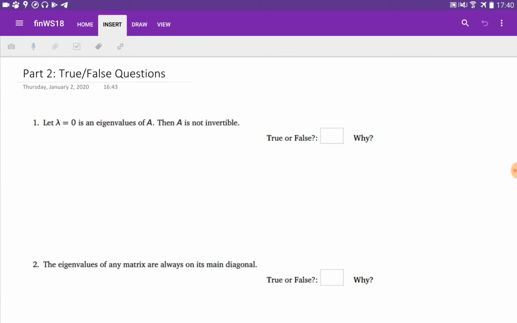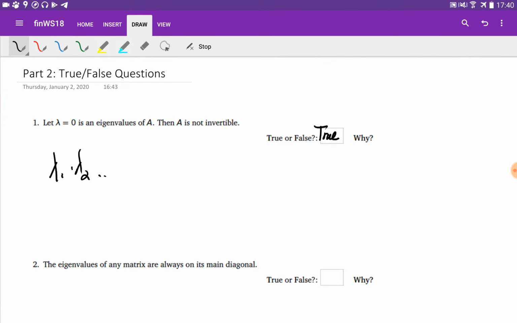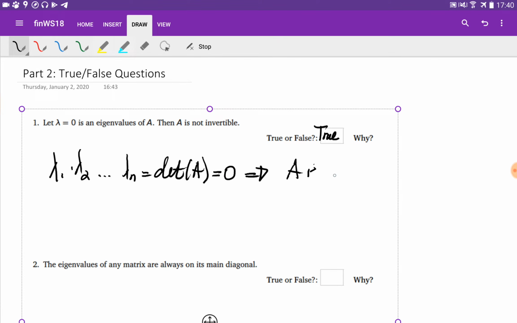So the first statement is: lambda equal to 0 is an eigenvalue of the matrix. It means that the matrix is not invertible. Which is true. From the previous problems, we've seen that the multiplication of the eigenvalues is equal to the determinant of the matrix. So if one of the eigenvalues is equal to 0, it means that the determinant is equal to 0. It means A is not invertible.